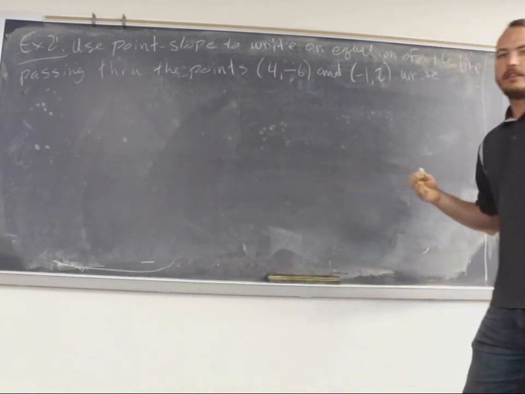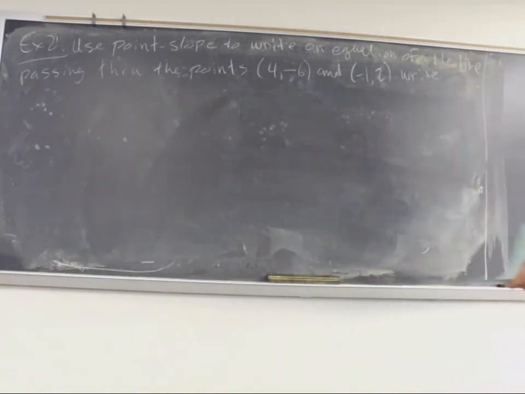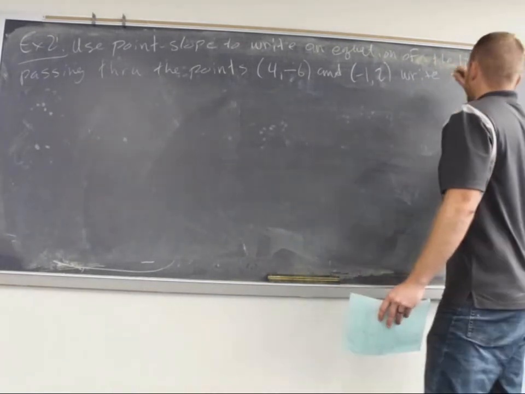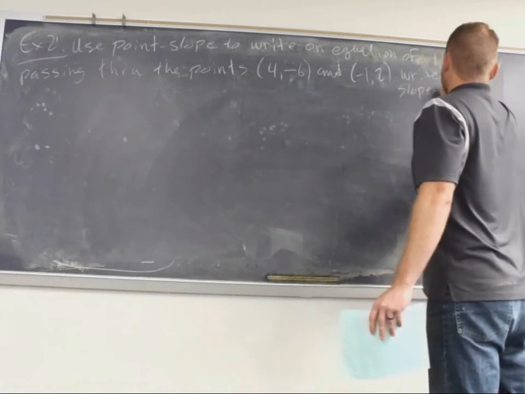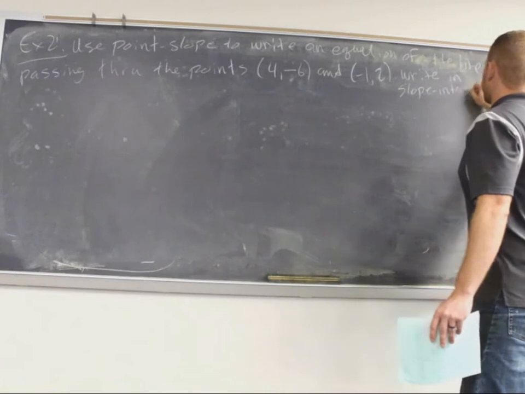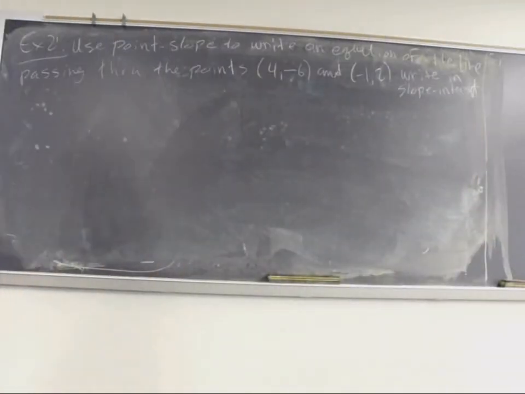And you always want to write it in slope-intercept form. So write in slope-intercept. All right. That's always going to be the case. I may not write it every single time. I may just say it out loud. But we're going to want to write in slope-intercept form. That's the convention. Because it's nice and pretty, and the slope and intercept just pop out at us.